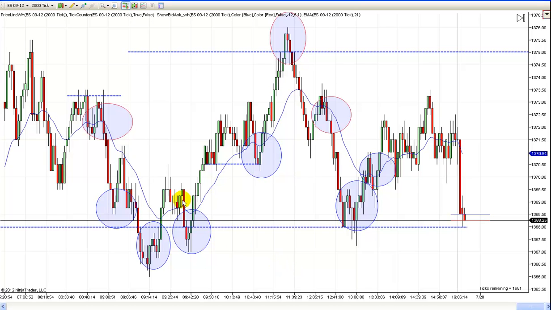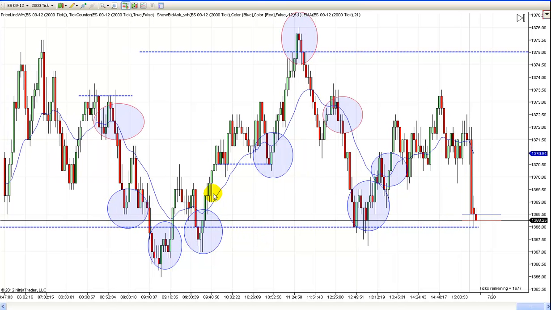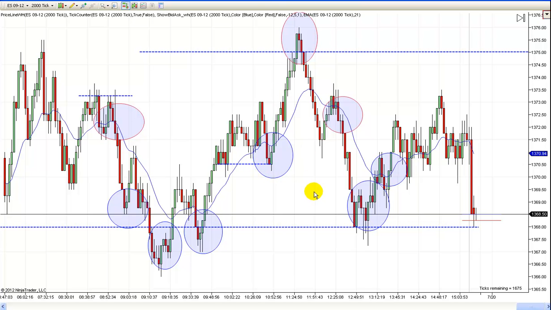This was not a good short, simply because look at all that overlap. Anytime you start to see that much overlap or congestion, the odds are it's going to break out and reverse. It might break out the top and reverse, it might break out the bottom. Look at this overlap right here. This is similar. We broke out the top, reversed, broke out the bottom, and kind of made a double bottom, and then it went higher. And that's the way it'll do.